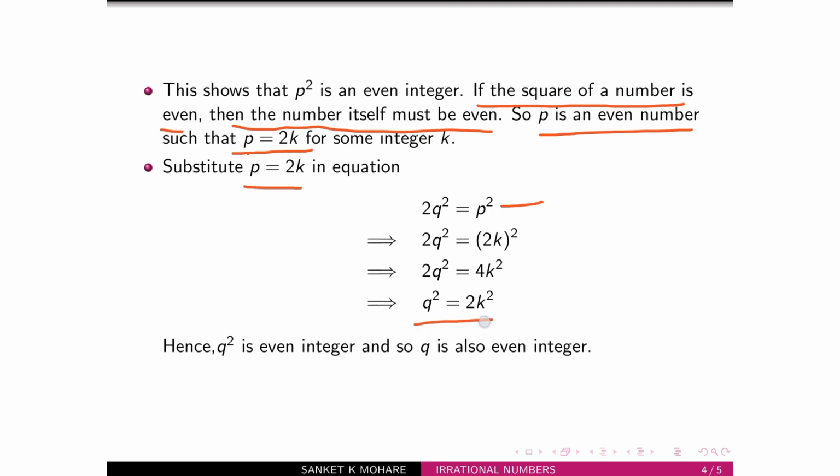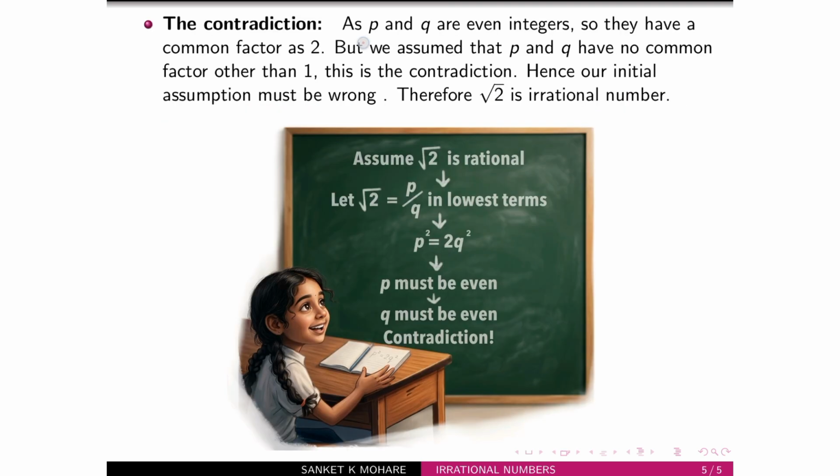Now look here again, q square is equal to 2k square. Since k is an integer, after taking its square, it again becomes an integer. So 2k square becomes what? An even number. So q square is an even number, and as q square is an even integer, q is also an even integer. Now, as p and q are even integers, they have a common factor 2, because 2 is a factor of every even number. So p and q are even, so 2 is a factor of both p and q.